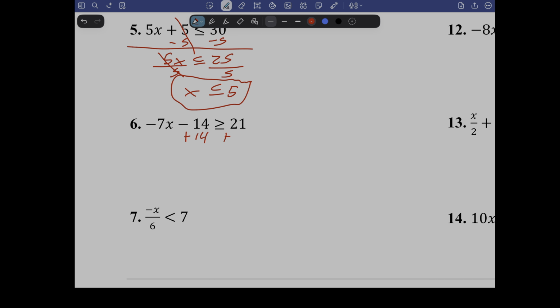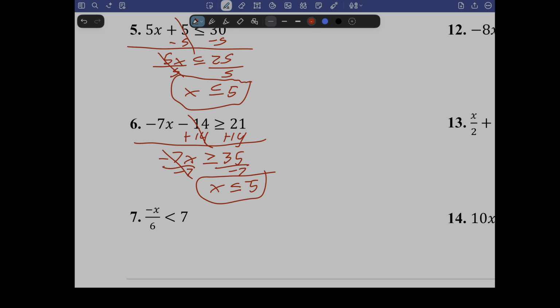All right, number 6. I'm going to add 14 to both sides. And again, adding, subtracting doesn't change a thing. I'm just going to drop down. Make sure you drop down that negative sign. Don't leave that there. I'll see students do that sometimes. We want to be careful not to do that. And once we divide by a negative 7, x is, dividing by a negative number, this is when you flip.